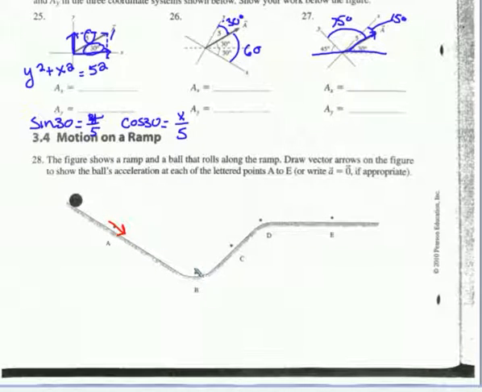Down here at the bottom, there is no acceleration. And then as the ball rolls up this hill, acceleration is still pointing downward against its motion. And then as the ball comes to a stop up here, the acceleration is 0.